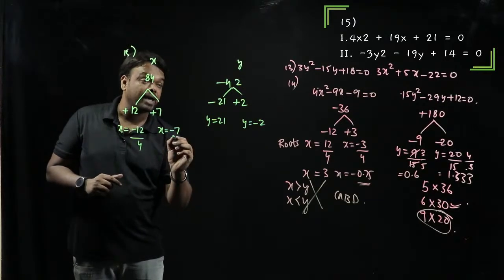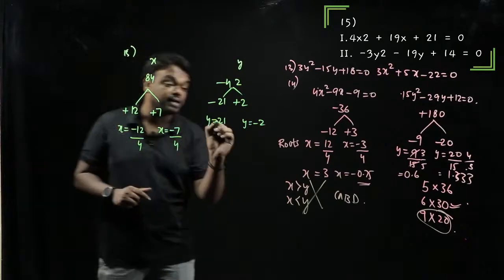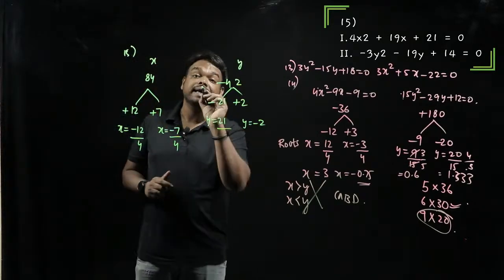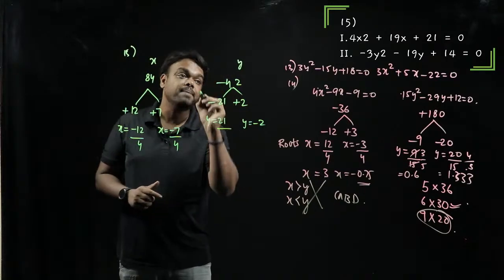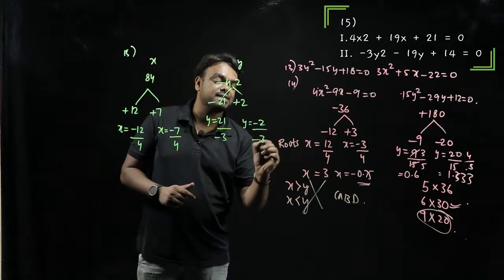So both must be divided by the 4. Now be careful: what is the coefficient of y square? Minus 3. It is not just 3, it must be minus 3. So here divide by minus 3, and here also divide by minus 3.